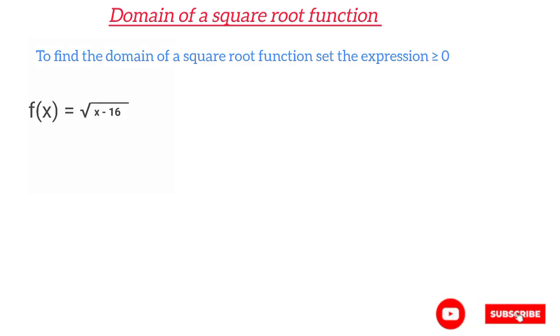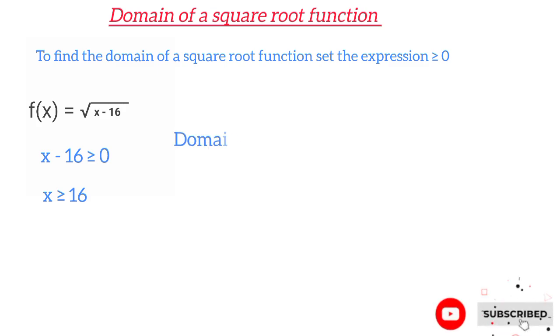Now, let's take this example. Here, we have that f of x is equal to the square root of x minus 16. To find the domain of this function, we set the expression x minus 16 greater than or equal to 0. Adding 16 to both sides of the equation, we have x is greater than or equal to 16. Therefore, the domain of this function is all real numbers greater than or equal to 16.